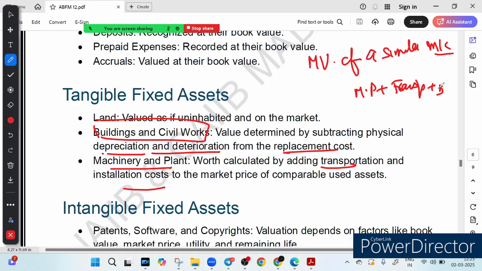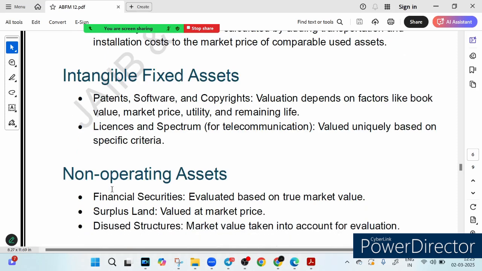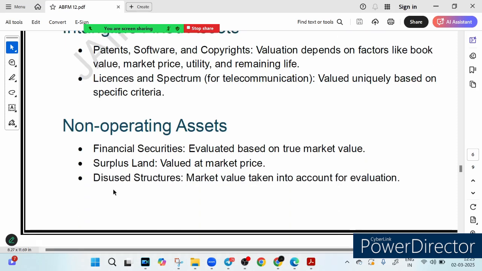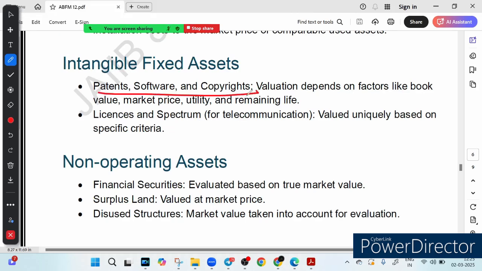So these are things, right? So about it, tangible fixed assets, how do we value it? Now if we talk about the intangible fixed asset, right, some of the most valuable assets are not physical. They exist in ideas and license. For example, patent, software, and copyright, these are called intangible. You can't touch them, they are ideas.